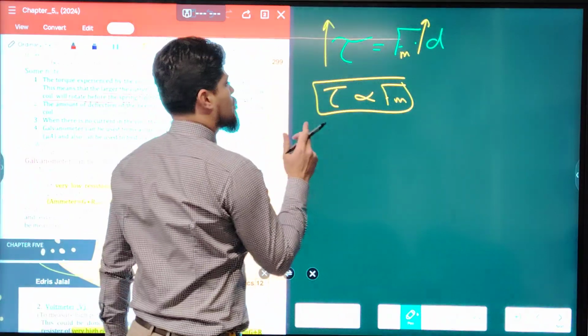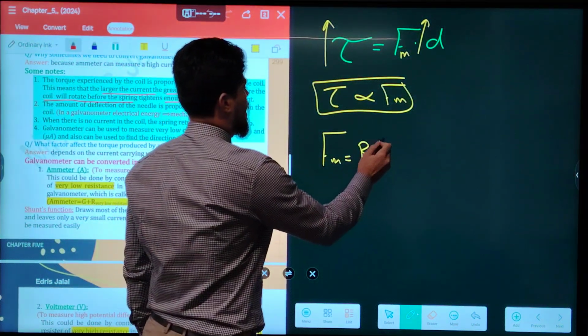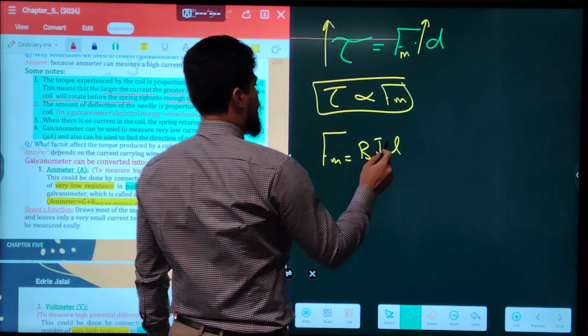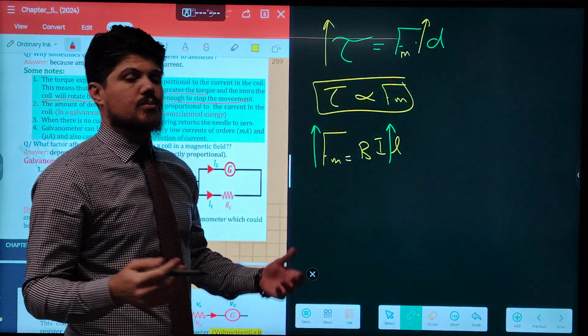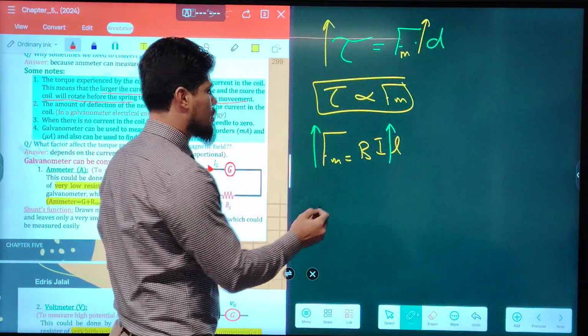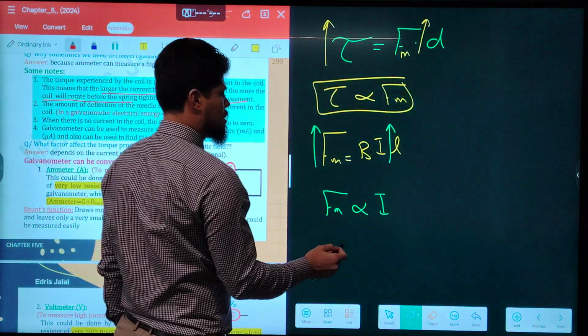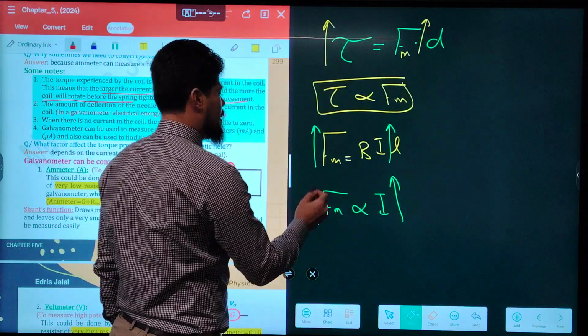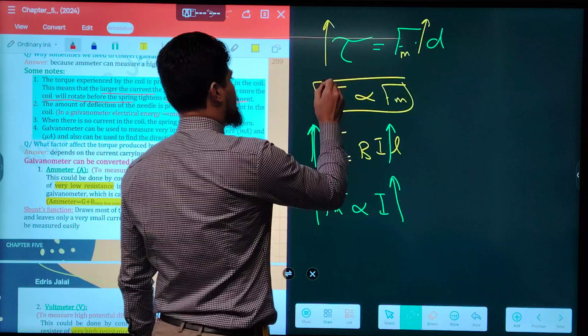And this magnetic force on a current conductor is equal to what? BIL. So when the current gets higher, what happens to the magnetic force? Magnetic force also gets higher. Why? Because the relation between magnetic force and current is directly proportional. By increasing current, what happens to the magnetic force? Increases. By increasing magnetic force, what happens to the torque?